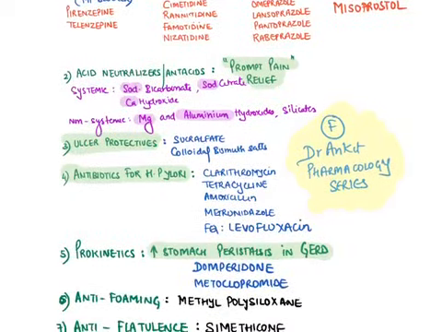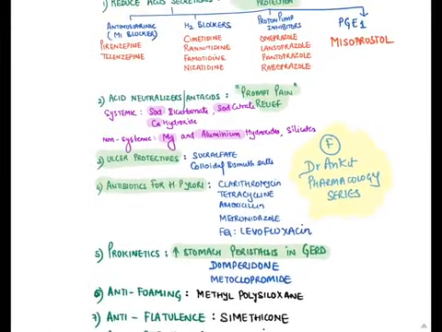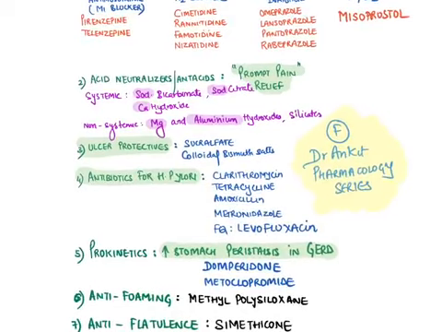Then we have ulcer protective drugs. If there is an ulcer, they will form a protein covering or a peptide covering over the ulcer base. These are sucralfate and colloidal bismuth salts. Then we have certain antibiotics for Helicobacter pylori. These are clarithromycin, tetracycline, amoxicillin, metronidazole and levofloxacin. Remember it is levofloxacin, not ciprofloxacin.